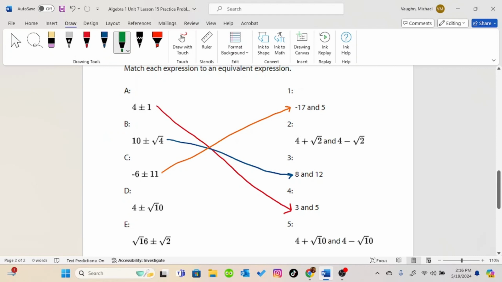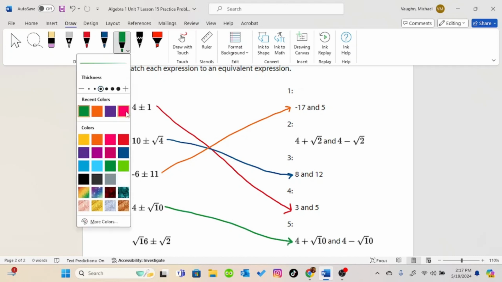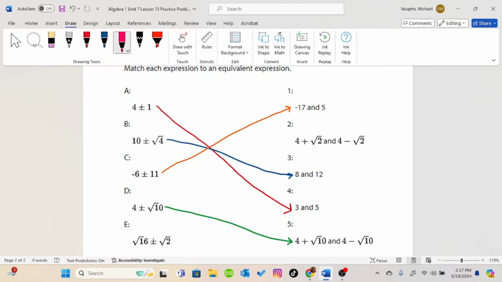Choice D, we have 4 plus or minus the square root of 10. So that would give us 4 plus the square root of 10 and 4 minus the square root of 10. So D would match number 5. And finally, we have the square root of 16 plus or minus the square root of 2. That would be 4 plus the square root of 2 and 4 minus the square root of 2. So E matches choice 2.